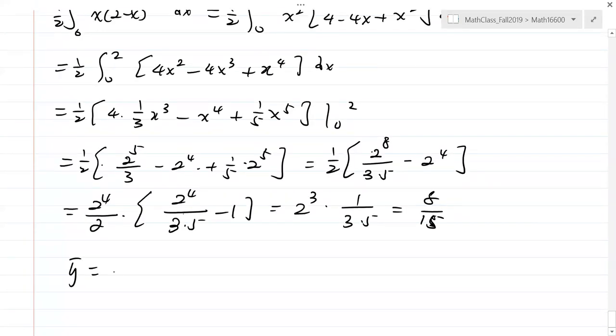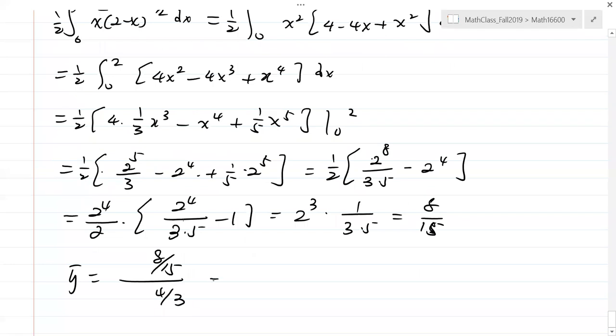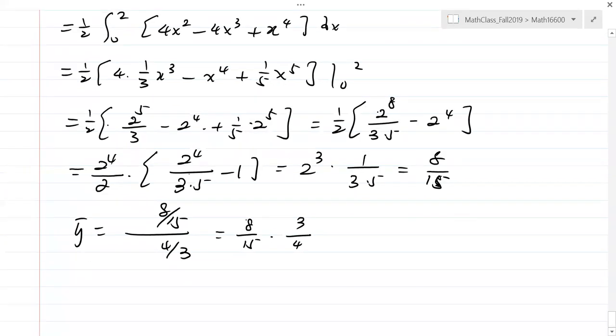Then y bar is going to be 8 over 15 divided by 4 over 3. Then you simplify this. So cancel, and this cancels. Okay, 2 over 5. I think it's reasonable. It should be less than a half.